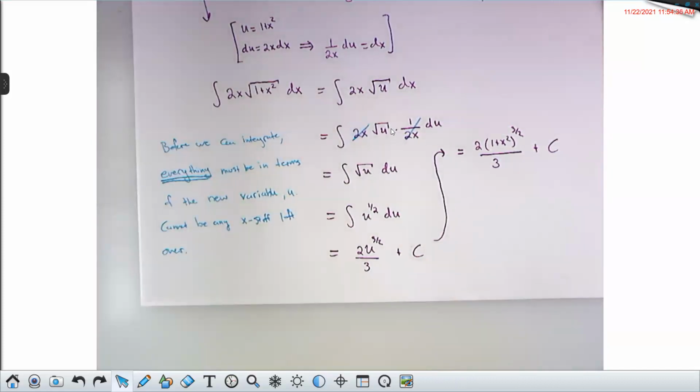In other words, I need this cancellation to be perfect. Technically, this object doesn't make any sense because it has both u's and x's and dx's in it. I cannot have a mixture of variables. Before I can even say the substitution is done, I need to get to this stage where I've only got u stuff and only have du, no x's, no dx's.